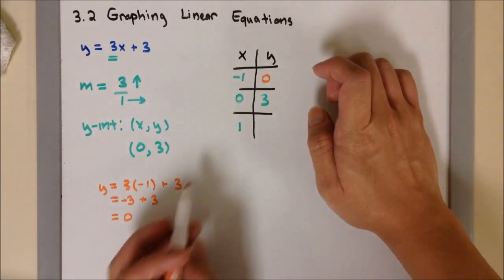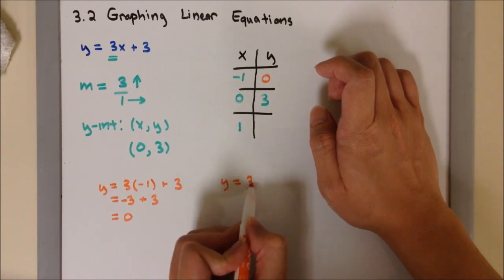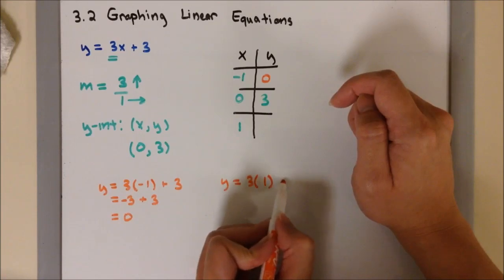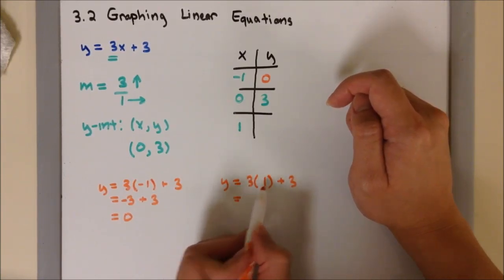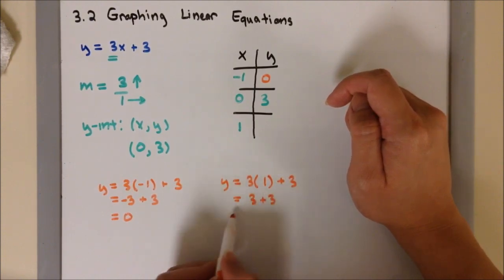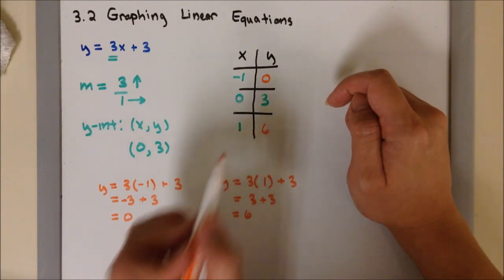Now I'm going to do the other one. For x, I'm going to plug in 1 and then bring the plus 3 down. Simplify 3 times 1, which will be 3. Bring down the plus 3. So 3 plus 3 will be 6. So my y value will be 6.